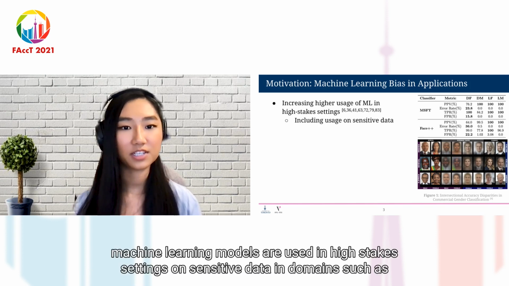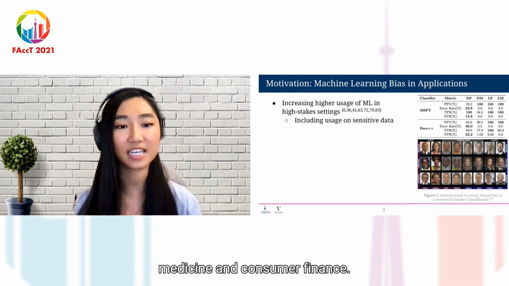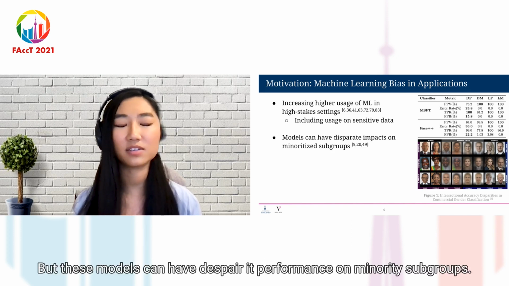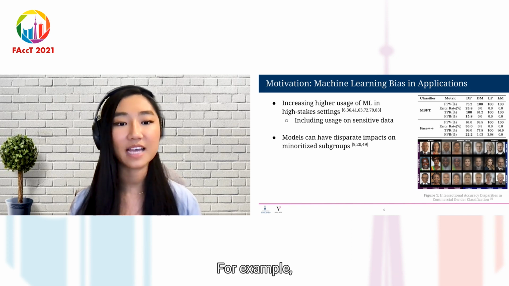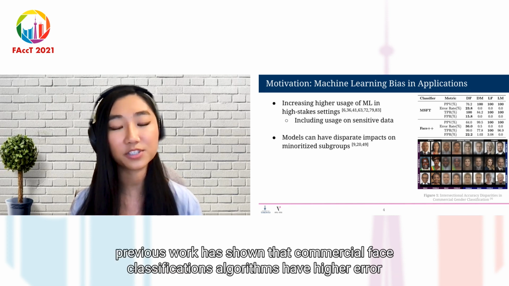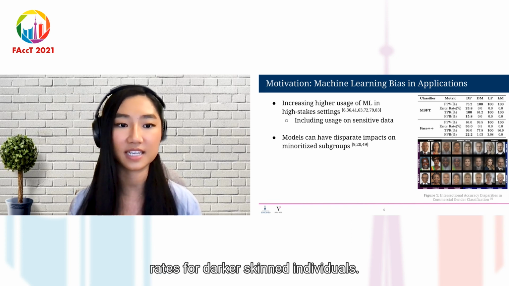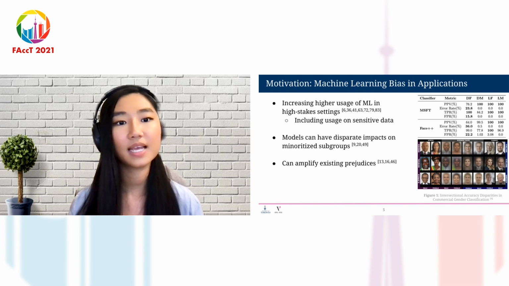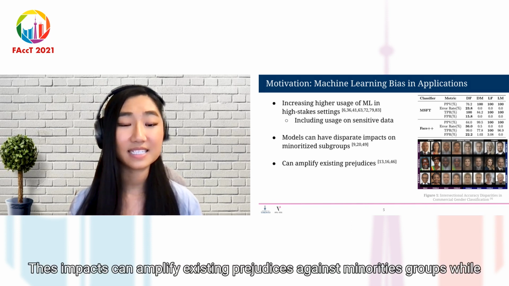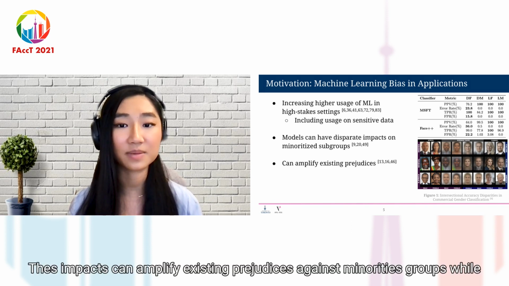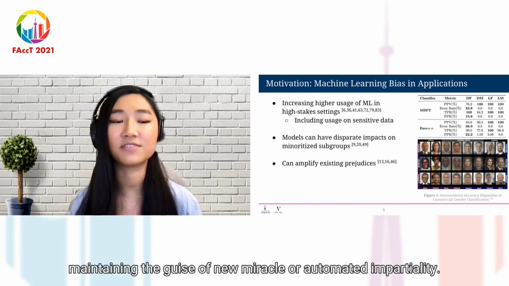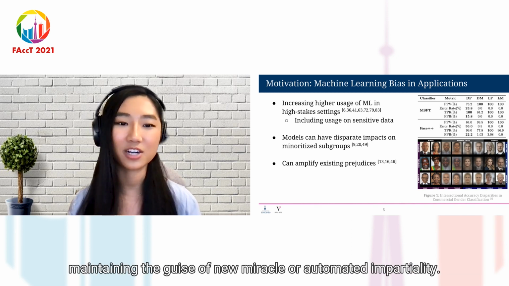Machine learning models are used in high-stakes settings on sensitive data in domains such as medicine and consumer finance, but these models can have disparate performance on minoritized subgroups. For example, previous work has shown that commercial face classification algorithms have higher error rates for darker-skinned individuals. These impacts can amplify existing prejudices against minoritized groups while maintaining the guise of numerical or automated impartiality.